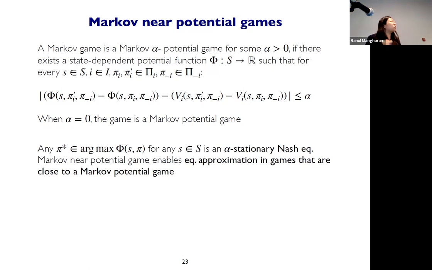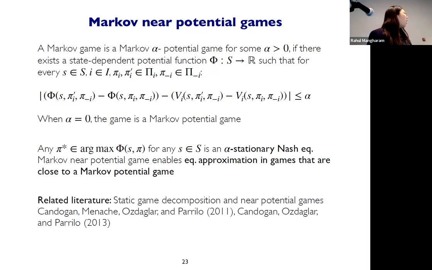So if we construct such a function, the alpha could be large. And in that case, this becomes less accurate in approximating your equilibrium. But by doing this, you can actually solve for at least one alpha-stationary Nash equilibrium that gives you some kind of theoretical guarantee. This generalizes the previous literature by Candogan, Ozdaglar, and Parrilo on the static game decomposition and the static near-potential game literature.